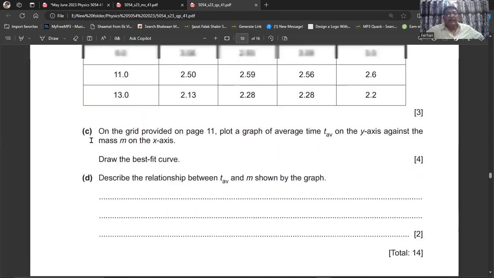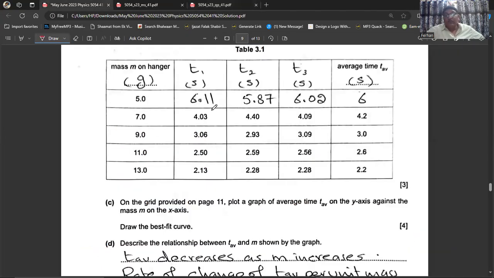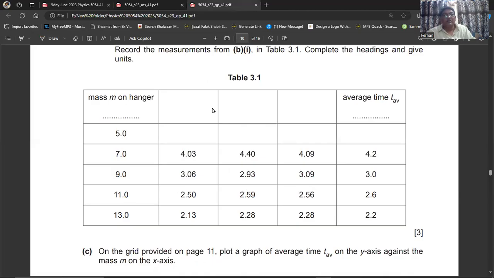On the grid provided on page 11, you have to put the values here. We have already noted it down from the photos of those stopwatches. I'm noting down T1, T2, T3: 6.11, 5.87, 6.02. Then I have calculated their average, that was 6. I just noted it down in that table.